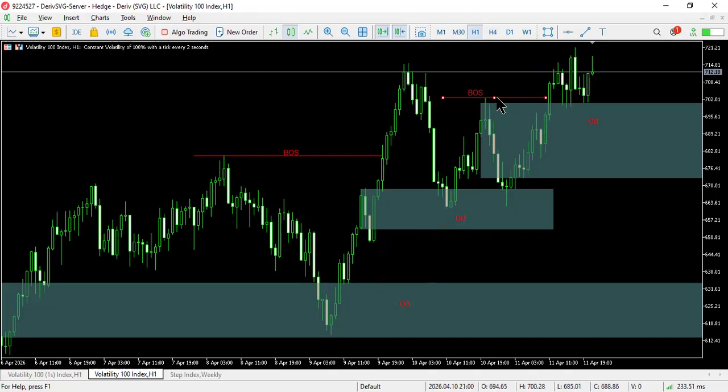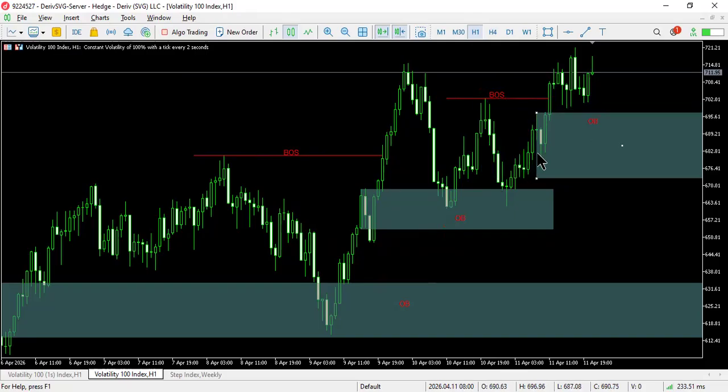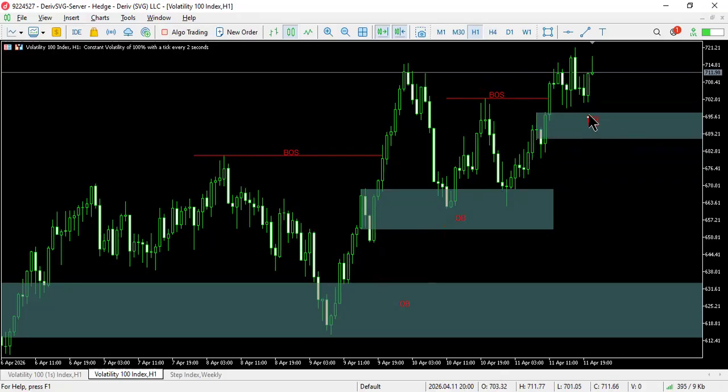Now this is the break of structure that we are going to be working with. And then our order block, from the 1 hour time frame, it is that order block. As you can see, this order block has not yet been mitigated. And I'm seeing that level as liquidity that price has to clear to go and tap into the order block.